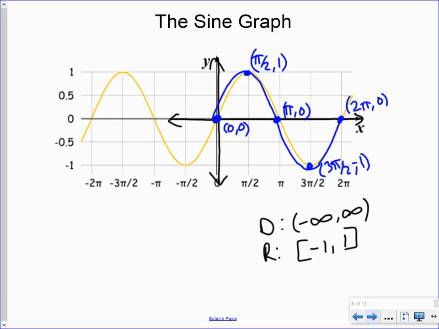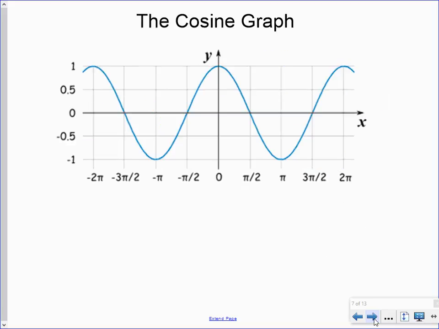Now, we're also going to draw a quick sketch of cosine, but we know there's going to be a change to cosine. We're not going to start at 0, 0. We're going to start at 0, 1. On my next slide, I have a picture of the cosine graph. Again, I'm not going to draw the whole thing. I'm just going to label 5 points.